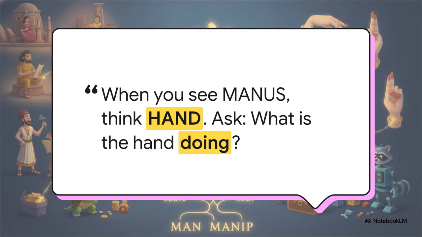To truly master this, I highly recommend internalizing this motto. Let this be your guiding principle whenever you read. As elegant and expressive as a Bharatanatyam hand mudra, when you see manus, think hand, and immediately ask yourself, what is the hand doing? Is it making something? Is it controlling a situation? Is it writing a text? The answer to that simple question will almost always unlock the definition of the word for you.